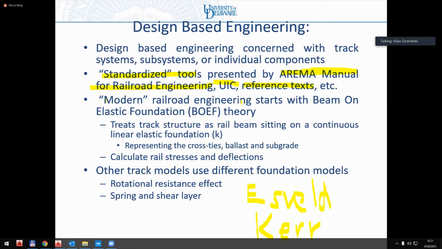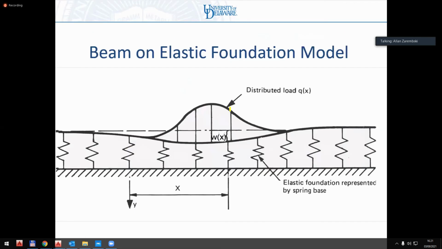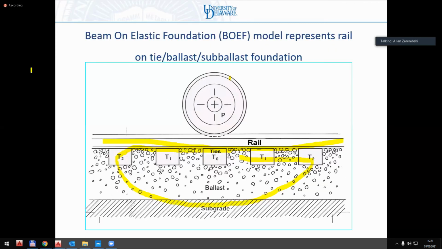But what I want to start with is modern railroad engineering theory. And that really starts with something called beam and elastic foundation theory. So beam and elastic foundation theory says that I have a rail, and then everything underneath the rail can be treated as an elastic foundation. So the rail is a beam, a structural beam, and then the sleepers, the ballast, the subgrade can be replaced by linear elastic springs, continuous springs.